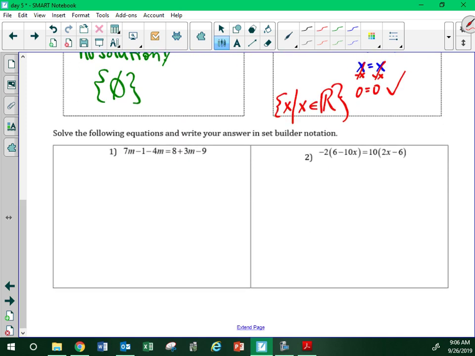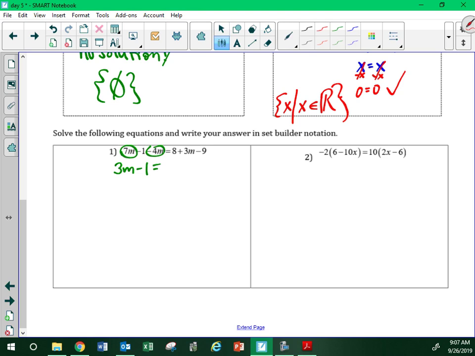Solve the following equations and write your answer in set builder notation. This is just what we were doing before. I'm going to go ahead and combine my like terms. 7 minus 4, we can combine our 3m minus 4, and that gives us 3m minus 1. Can I combine anything on the right side?